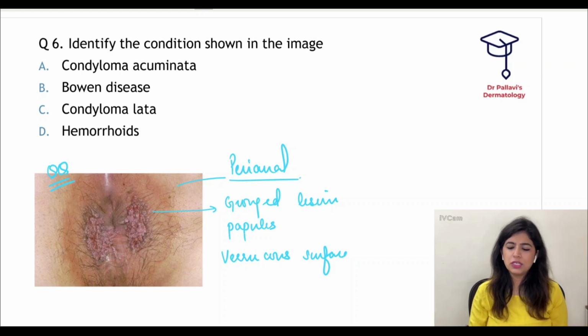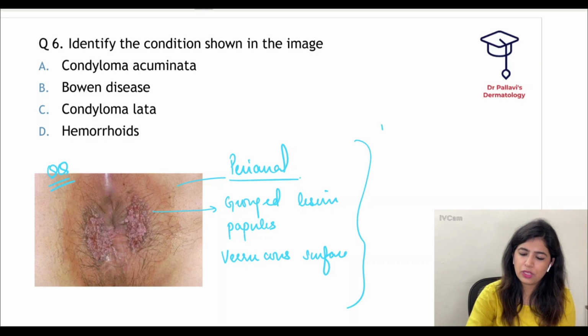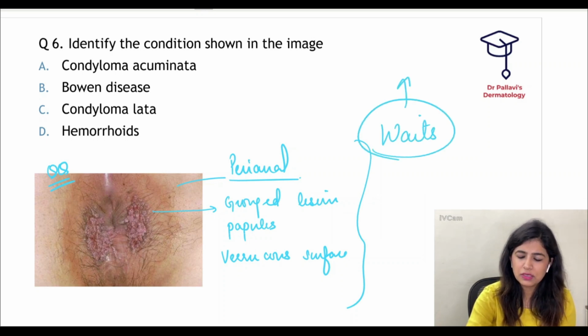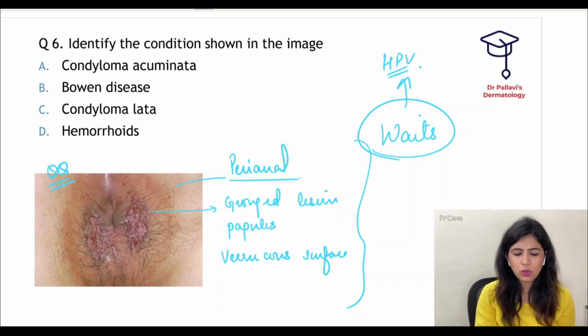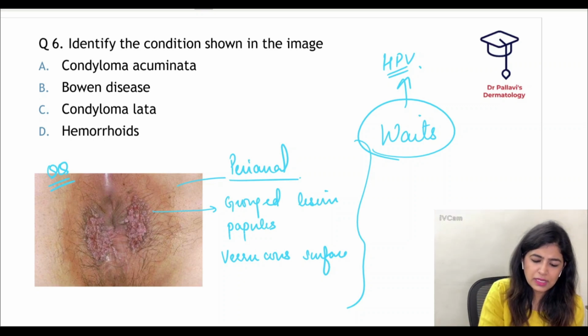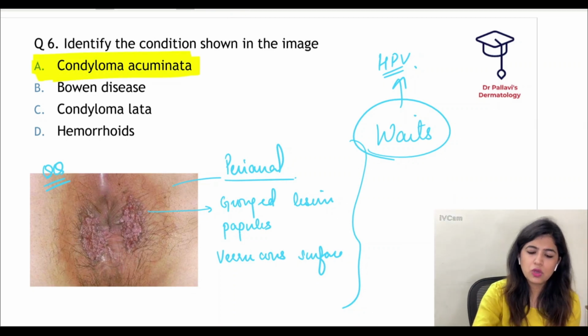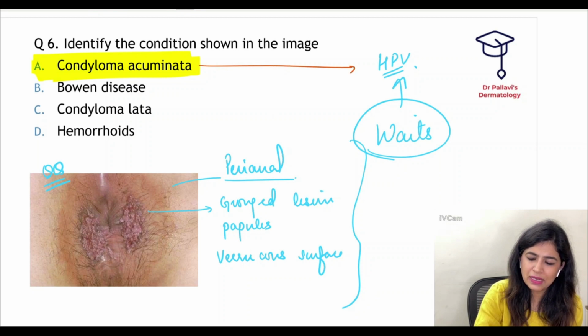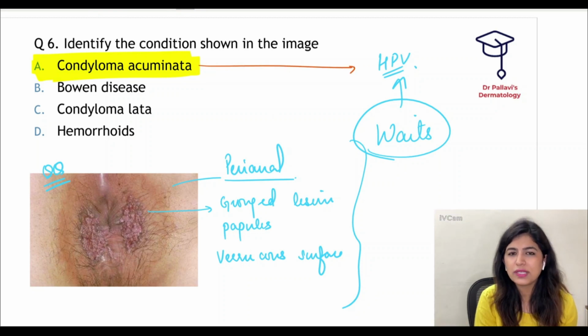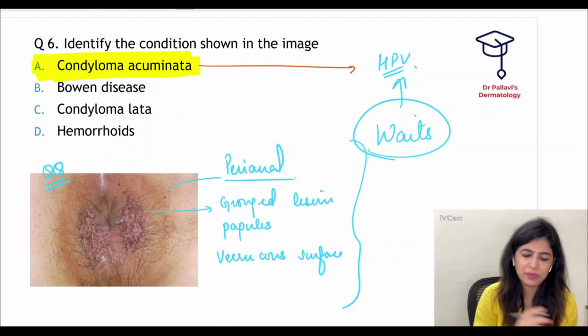What is the answer? To answer that, you have to know these are warts. Warts caused by the human papilloma virus. Now in my options, do I have warts written? No, I don't have warts written. Then what is my answer? The answer is option A. That is condyloma acuminata. Condyloma acuminata is another name for warts which are caused by HPV.